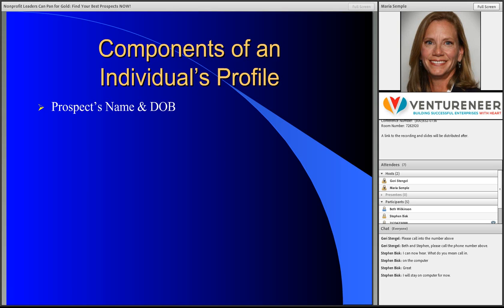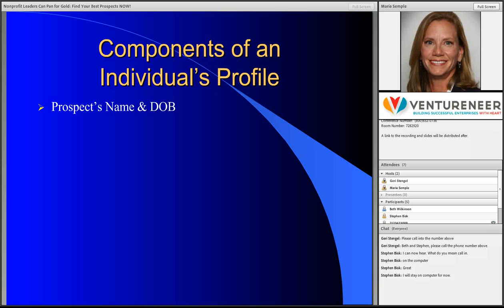Let's talk about some of the components of an individual's profile. Prospect's name and date of birth. Now, prospect's name, that might seem really, well, of course we need the person's name, but it's important to have the correct spelling of their name before you begin your prospect research. If you're off by one letter, your search results are going to be vastly different, as you well know from making a typo in just doing a Google search on anything.